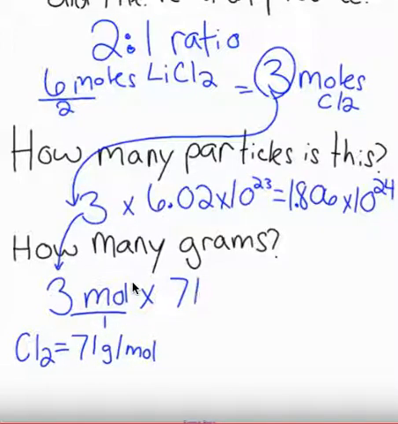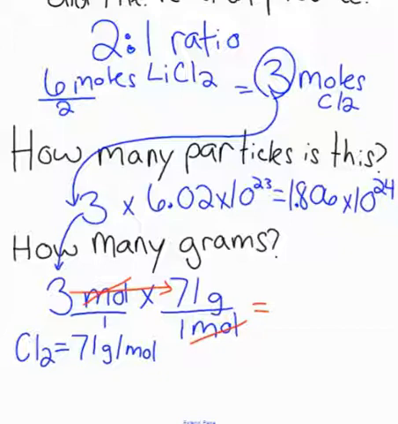So we're going to make this equation like before, so little 1 under it. We know that one mole of Cl2 is 71 grams. I'm going to cross out the moles here. This means that we just multiply across. So 3 times 71 is equal to, and the number that you should get is 213 grams.